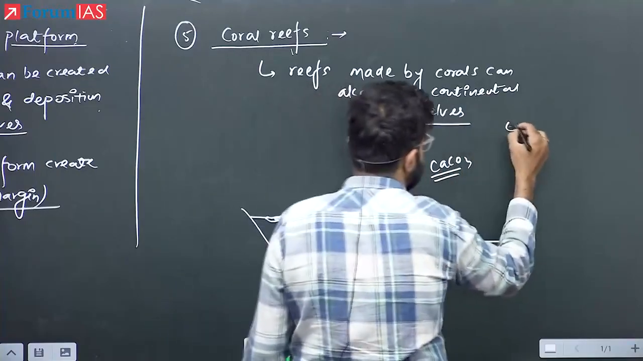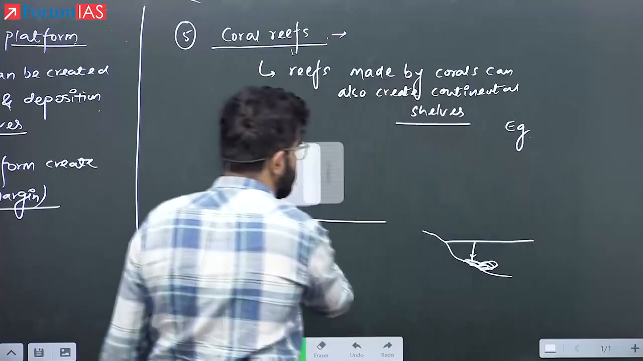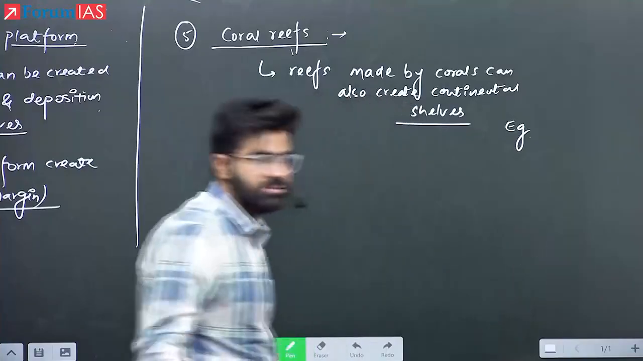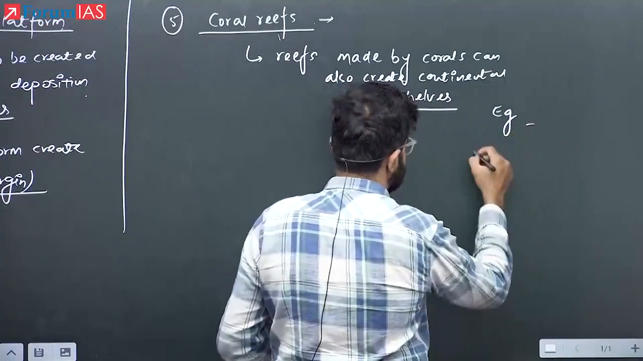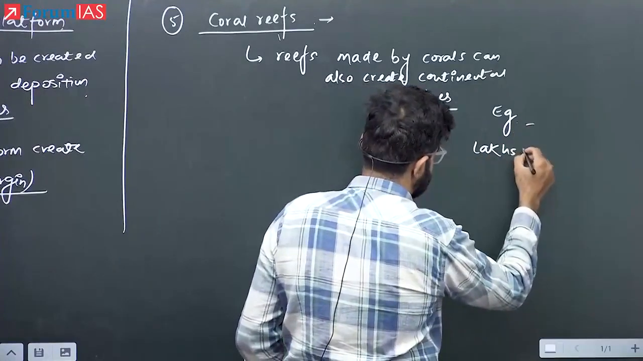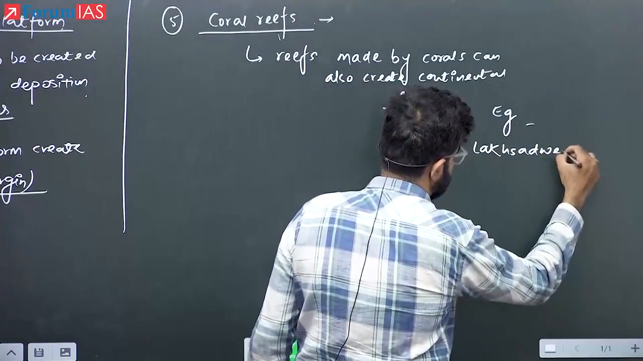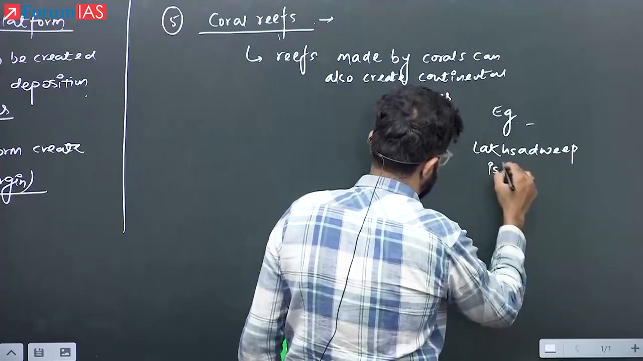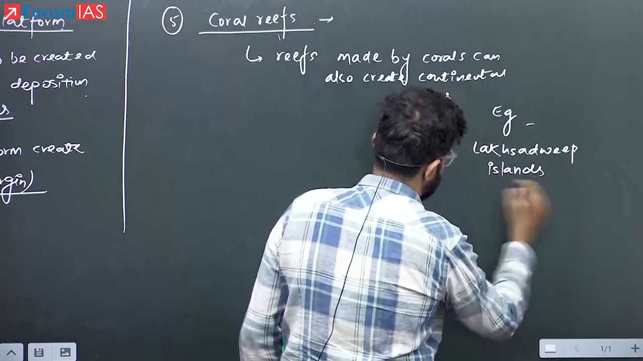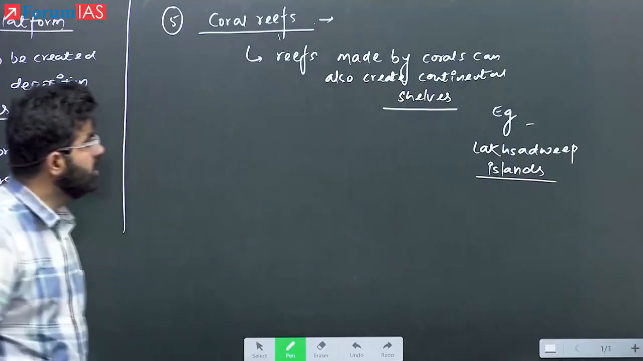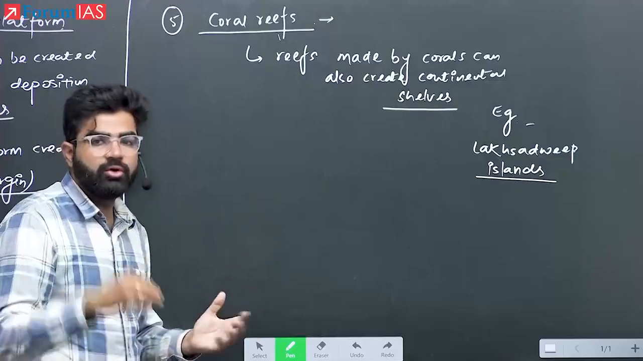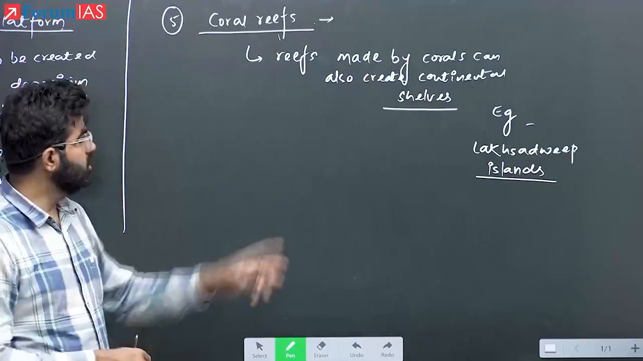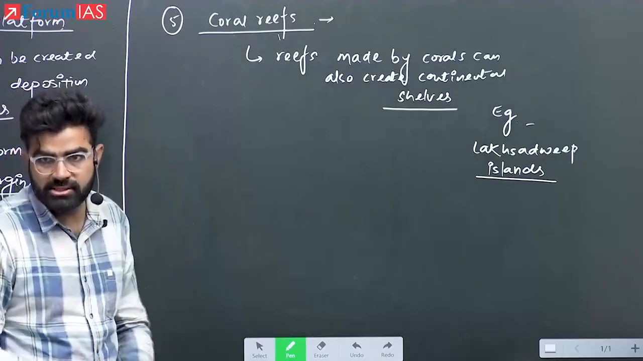Can I say, for example, the entire Lakshadweep islands and their continental shelves are nothing but made up of what? Coral reefs, right? So example, Lakshadweep islands. Lakshadweep islands are nothing but the outcome of coral reef formation, and therefore whatever their continental shelves are, they are nothing but the outcome of coral reef structures, right?